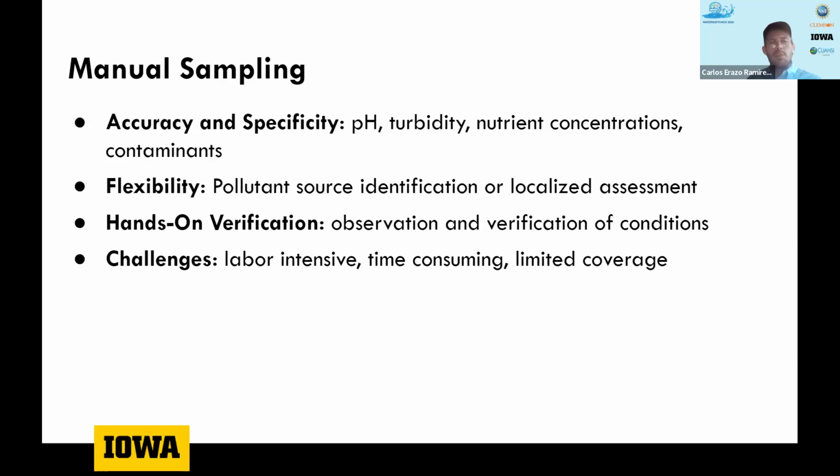Manual sampling. These are more for the folks who are doing either groundwater or nutrient observations. So accuracy and specificity is something very important to consider for variables such as pH, turbidity, or nutrient concentrations of contaminants. The flexibility, a pollutant source identification or localized assessment. So how general can you go about this? Hands-on verification and observation and all the processes that have been done for moving forward with the data collection process.